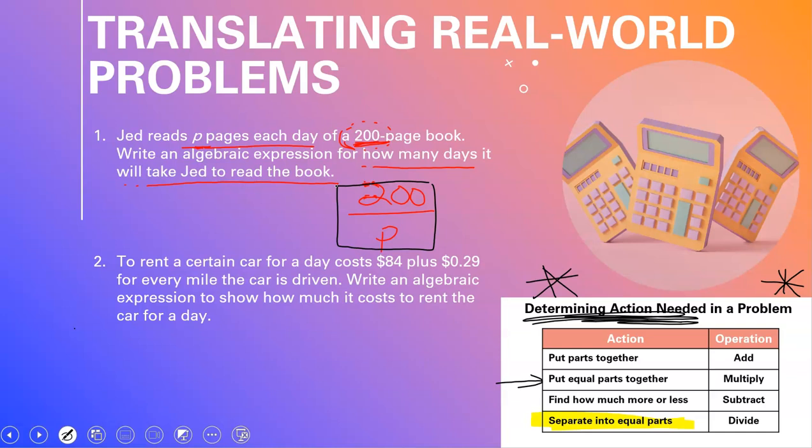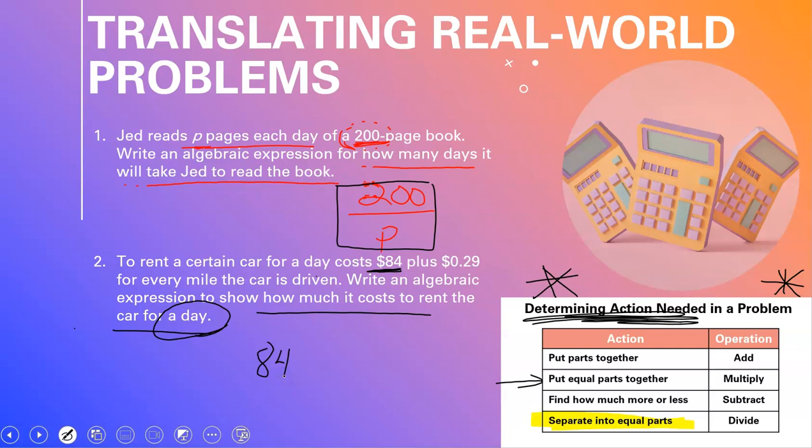To rent a certain car for a day costs $84 plus 29 cents for every mile the car is driven. Write an algebraic expression to show how much it costs to rent the car for a day. Okay, so how much it costs to rent a car for a day. What is involved in the cost? We have the number 84 here. What's 84? 84 a day. So for a day costs $84. So it's 84 every day, or for a day. Well, that's what we want is a day. Cool. What else is there?